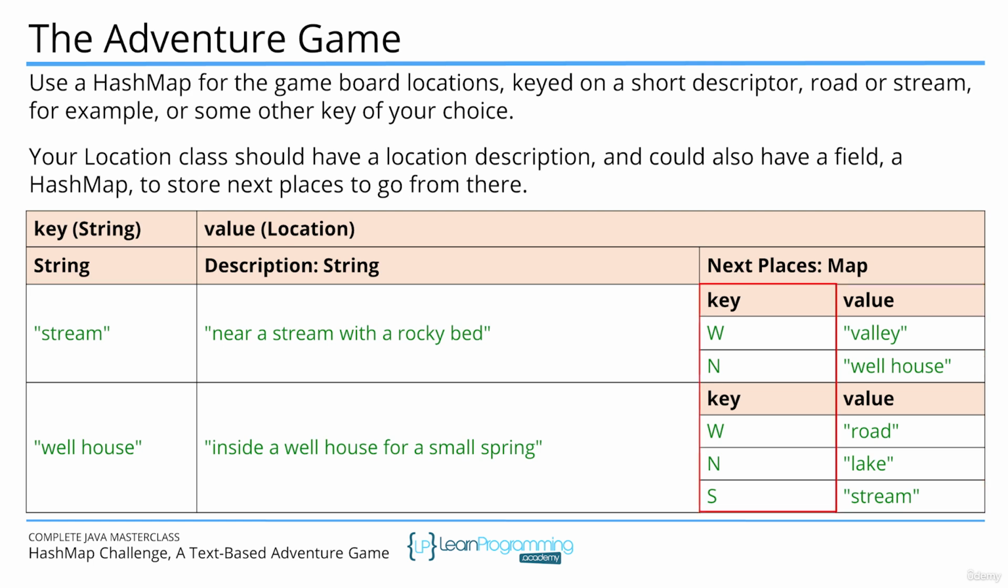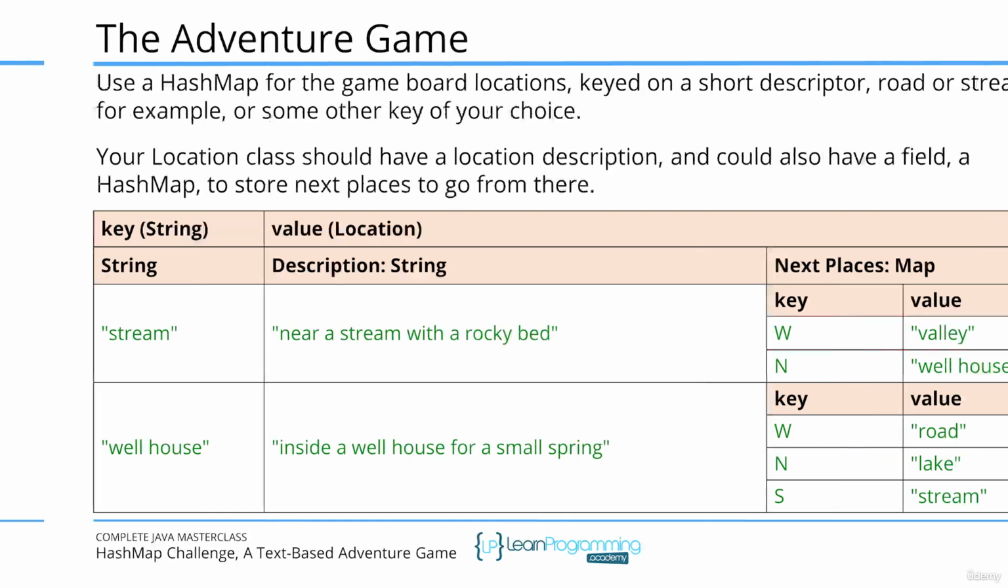The next places map should be keyed by the compass direction and its value should be the key to the next location. As an example, the stream location will have a next places map which has 2 entries. The first entry will have a key of W or west and the value will be valley, or whatever key you would use to get the valley data from the board locations map.